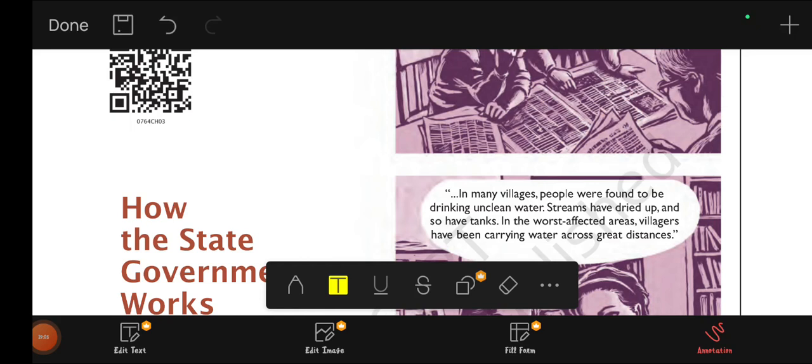And hence these are the strong pillars of the constitution. That's it for today.